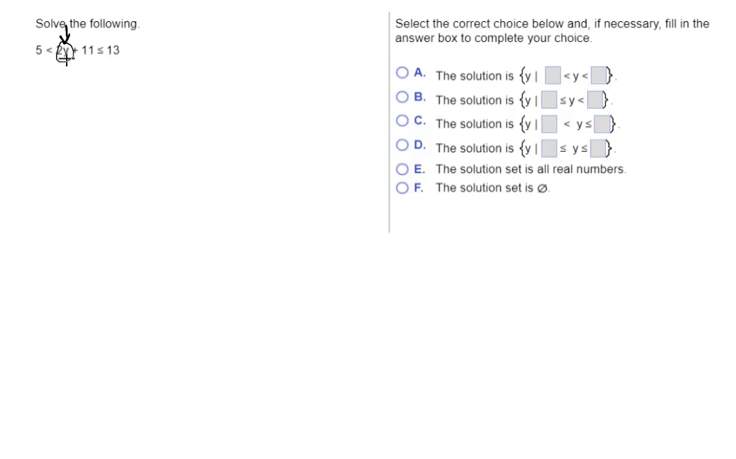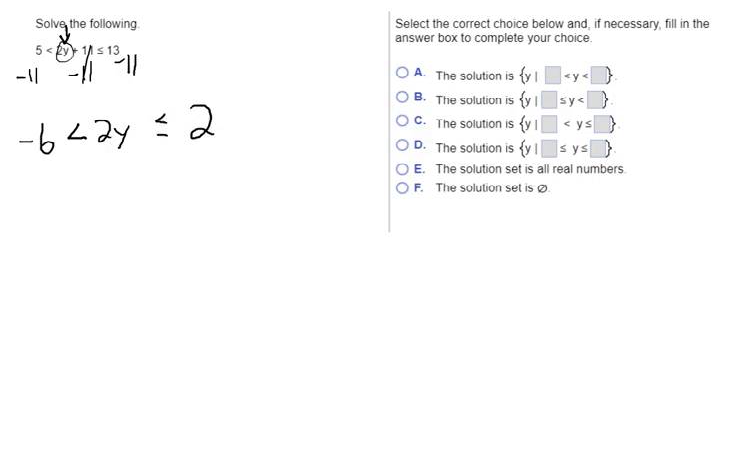So to get y by itself, just like solving an equation, the first thing I would do here is subtract 11. But whatever I do to the middle, I have to do to both the left-hand side and the right-hand side. So to all three parts, I am subtracting 11. And so I'll get 5 minus 11, which is negative 6, less than 2y, the 11s here cancel out, less than or equal to 2.